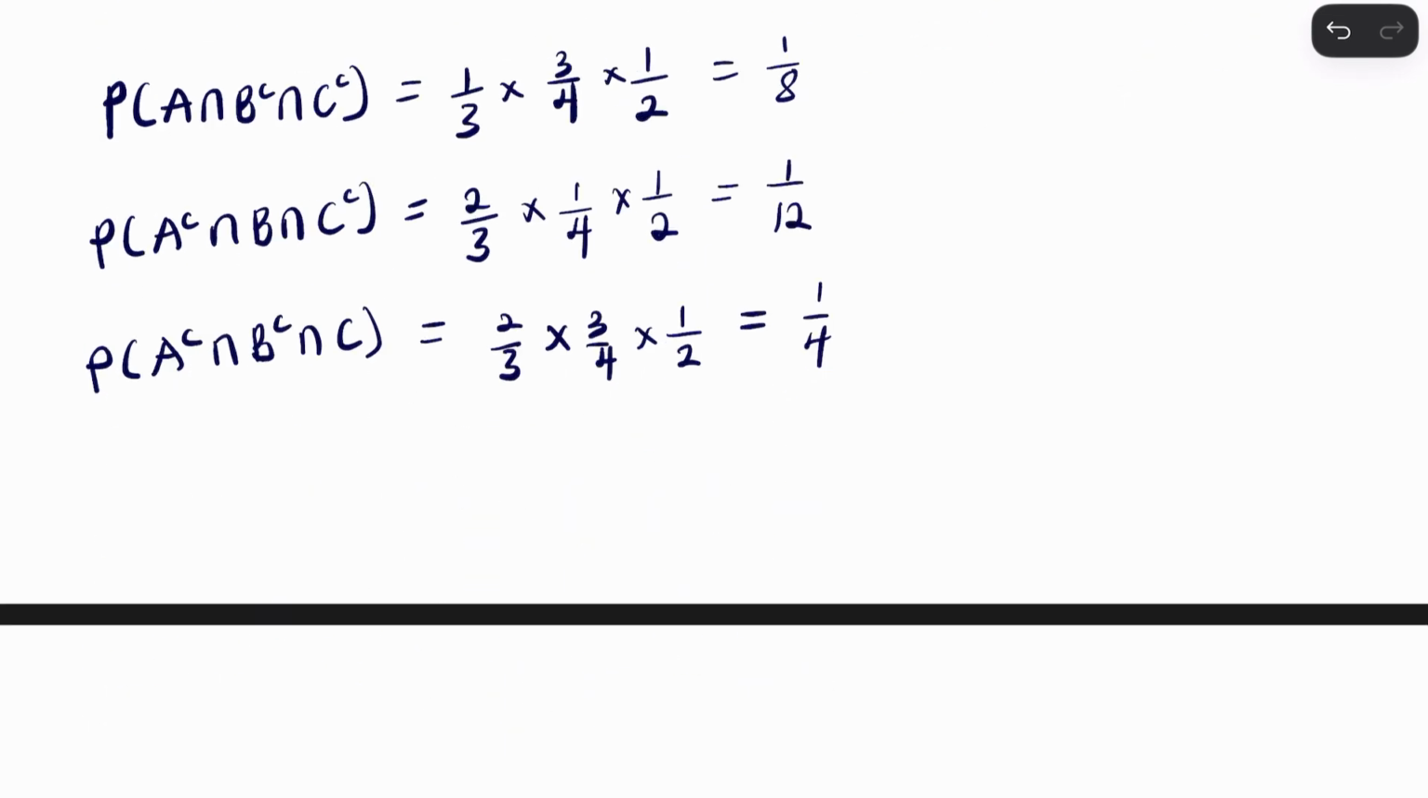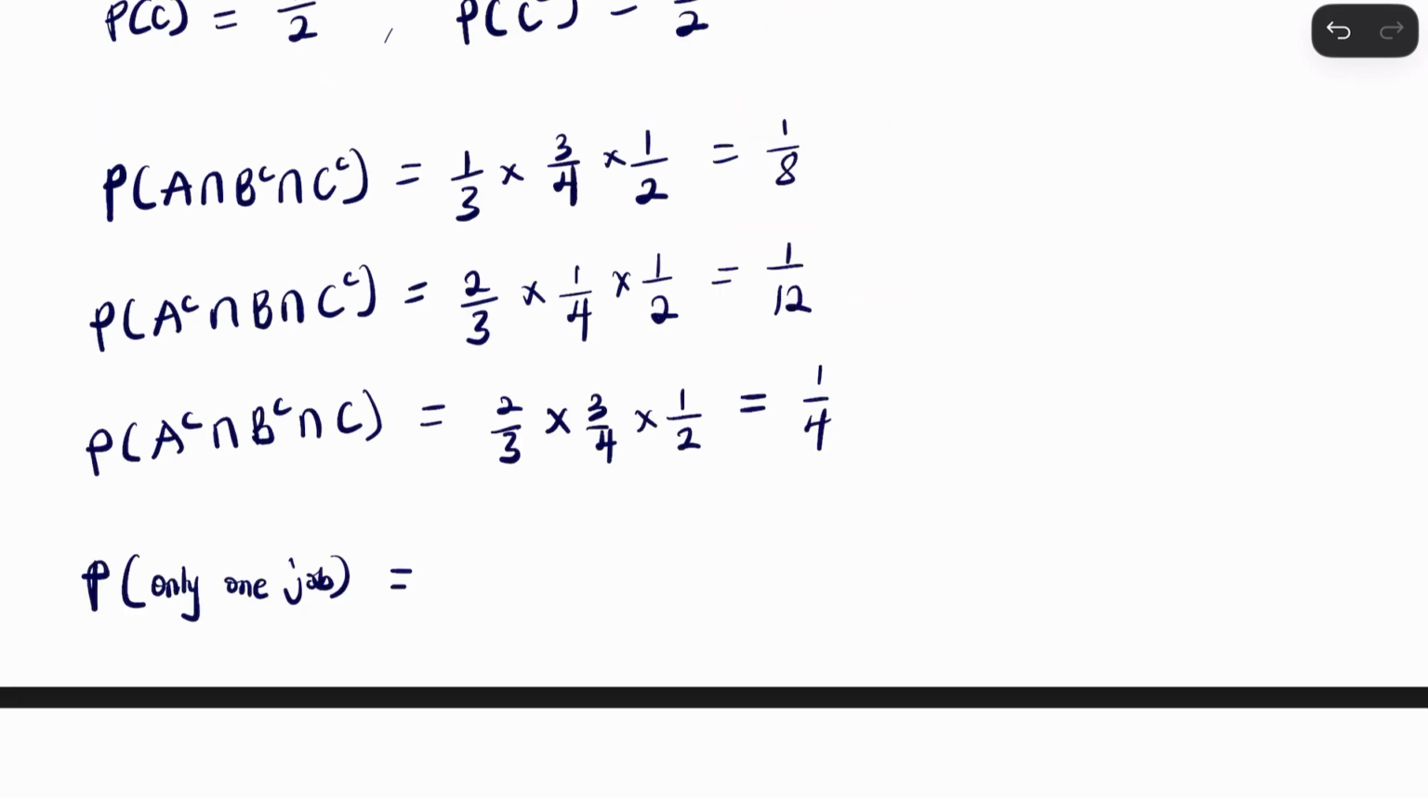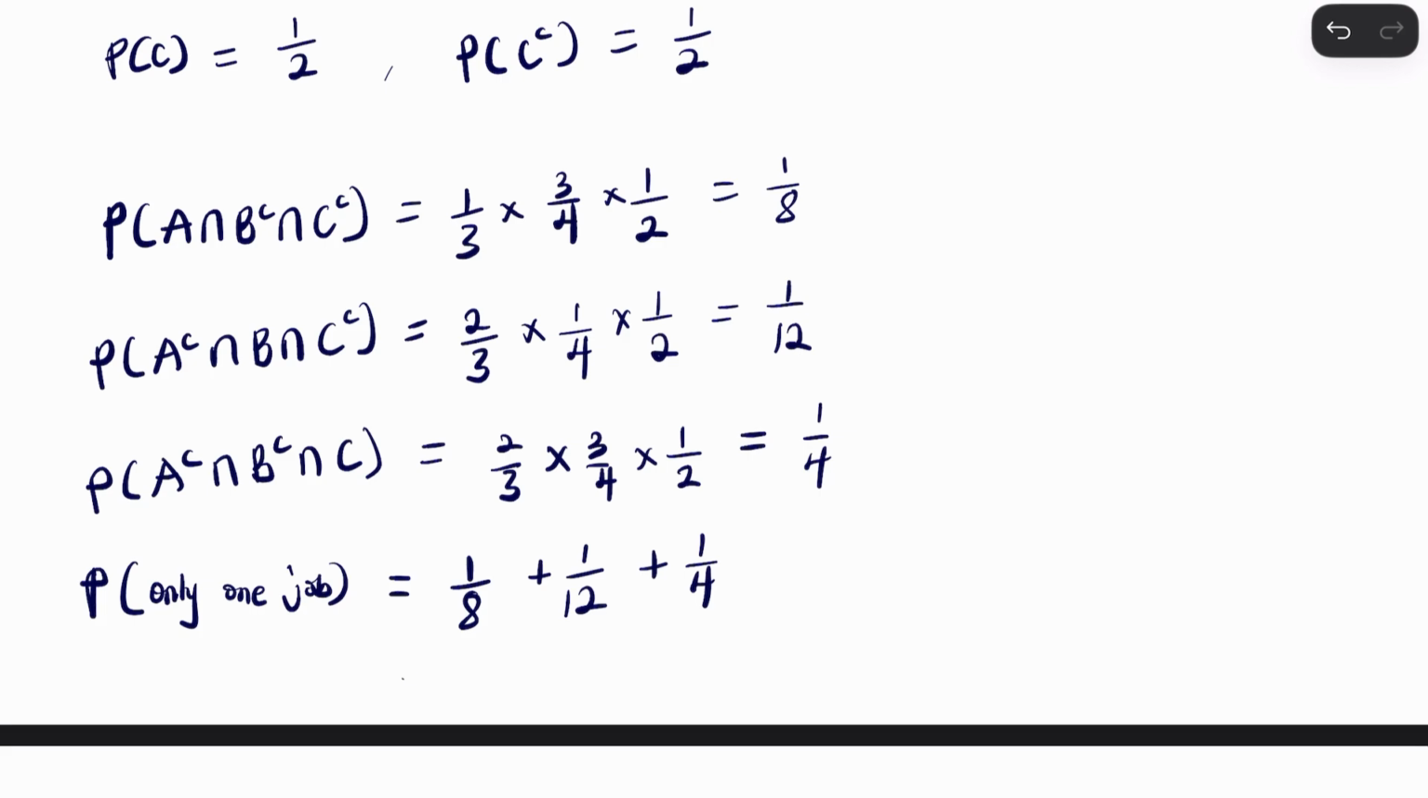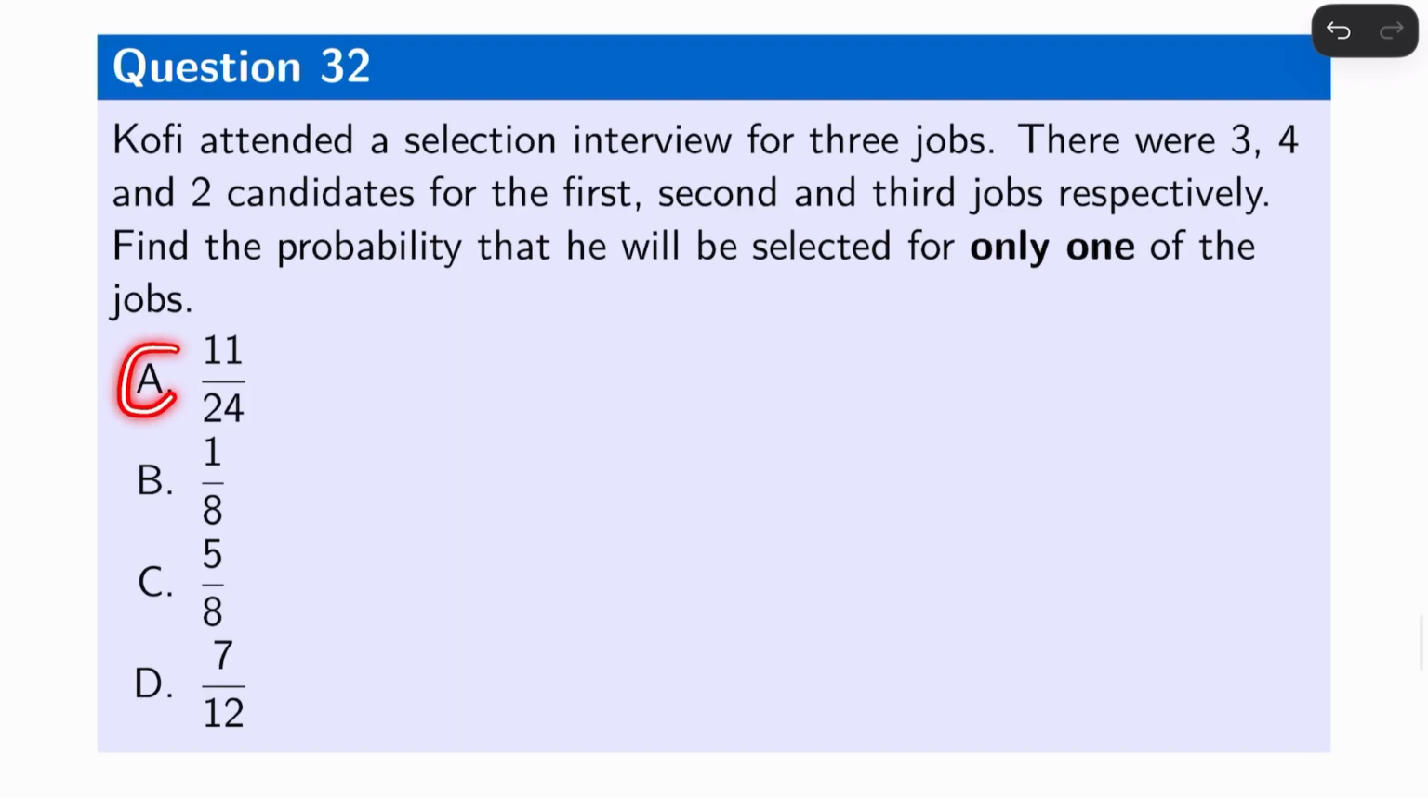Hence, the probability that he is selected for only one job is the sum of these. Thus, the probability that he is selected for only one job is 1 on 8 plus 1 on 12 plus 1 on 4. And this is equal to 11 on 24. Hence, the correct option is option A.